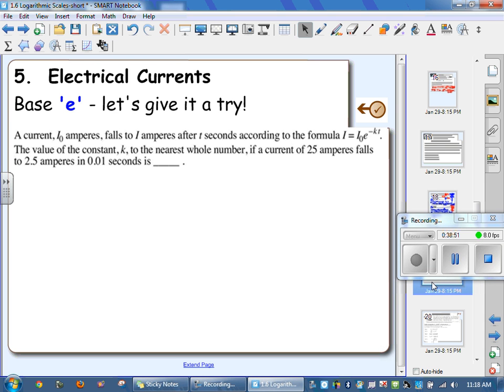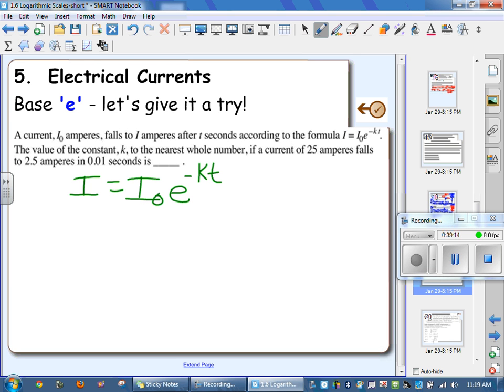Well, it says the current amount is I0. Your current, amps for electricity, falls to I amps. So they start at I0, that's always your starting, your initial, and they end at I. And it's saying after how many seconds? t is how many seconds. Now we want to know the value of k.